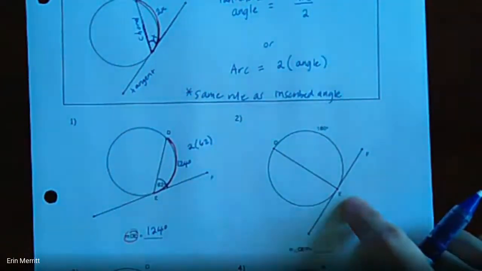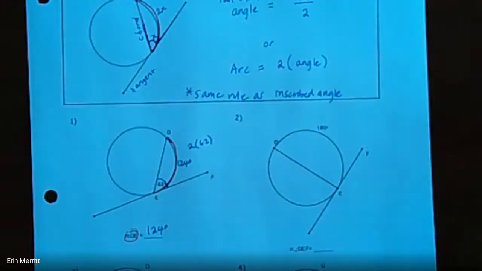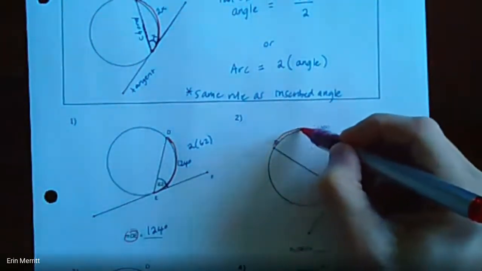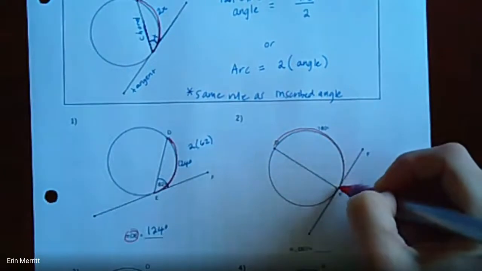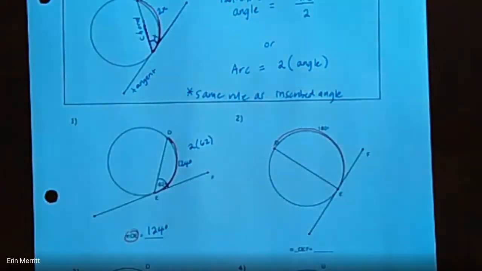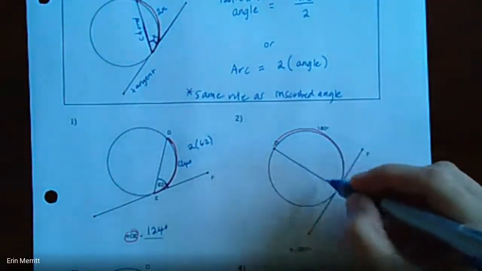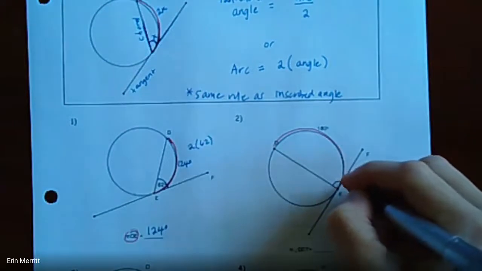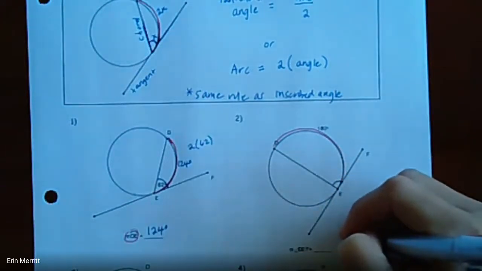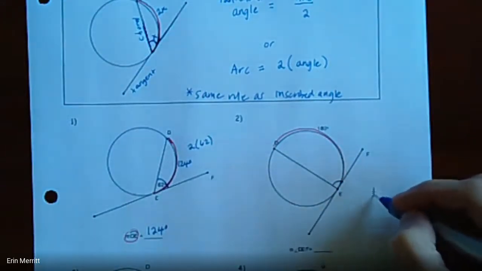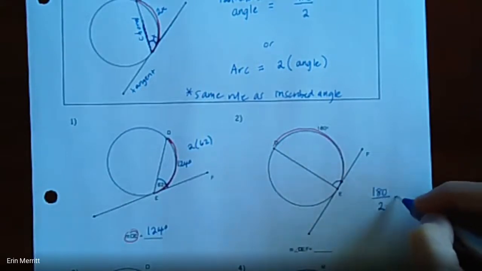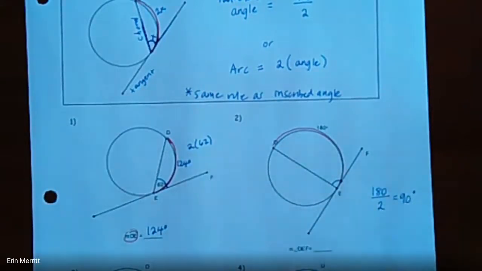And then for this one here, you are given the arc is 180. So 180 degrees from here to here, which means if I take a look, here's the tangent, here's my chord. So this is a tangent chord angle right there. Since I'm going the other direction, I would take the arc and divide it by 2. And when you divide it by 2, we get 90.